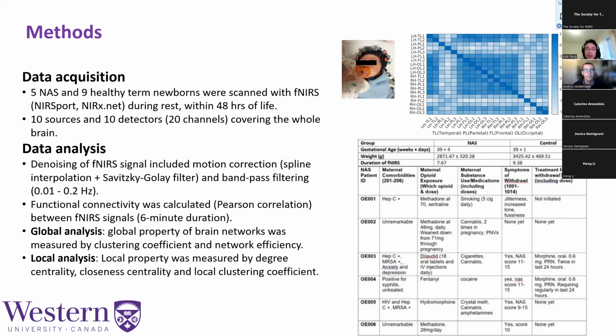We filtered and binarized the connectivity maps to a certain level of sparsity, and we then used some graph theory-based metrics to analyze these maps. We use clustering coefficient and network efficiency as global measurements, and some centrality-based metrics as local measurements for specific channels.